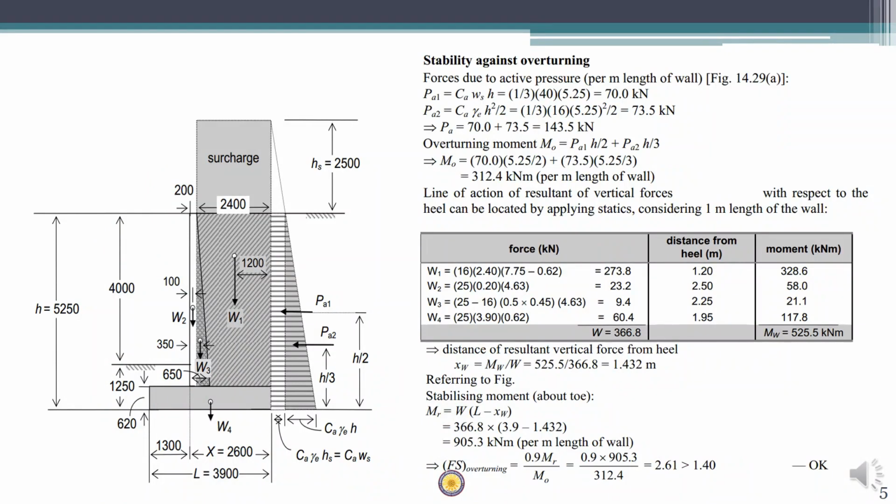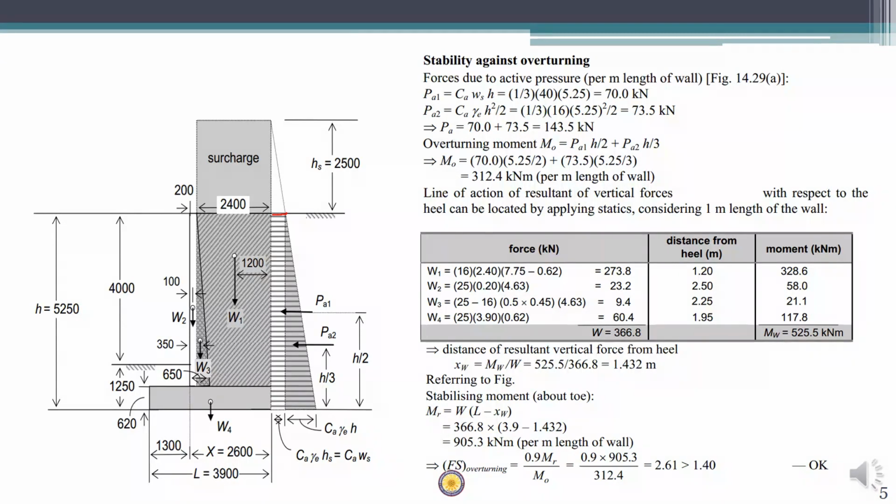Next we will see the stability analysis using this preliminary dimensions. So first thing to see is we have to draw the active pressure diagram. We already have a pressure due to surcharge of about 14 kilonewton per meter square at the top, which means that this pressure multiplied by Ca will give the horizontal pressure at this level. So that is Ca into Ws. So this is the pressure value at top, Ca into Ws, and the pressure value at the bottom is Ca into Ws plus the pressure due to the additional height of the soil.